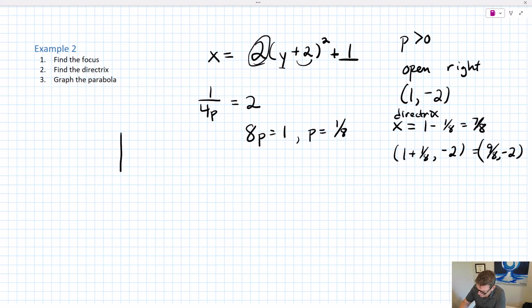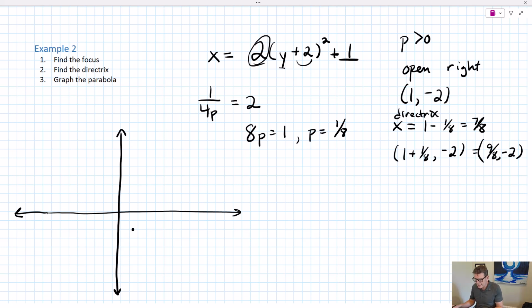Now we're going to go in and graph. We'll put in my vertex, (9/8, -2), so 9/8, there you go, and then negative 2, we'll go down 2. In this case, because it's left-right, instead of our axis of symmetry being up-down, my axis of symmetry is going to be y equals h. Excuse me, it's not, it's y equals k. Sorry, y equals k, and that's my axis of symmetry.